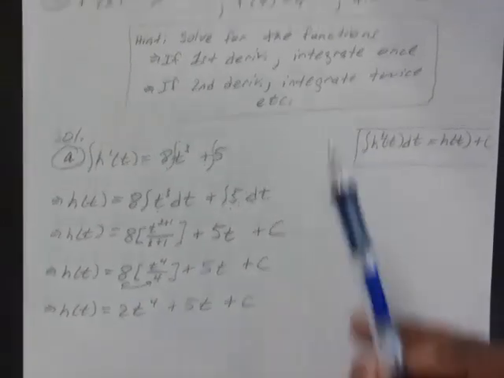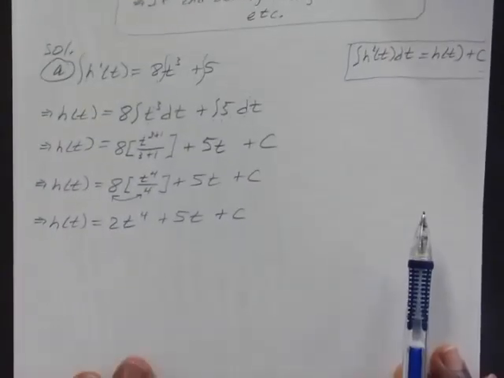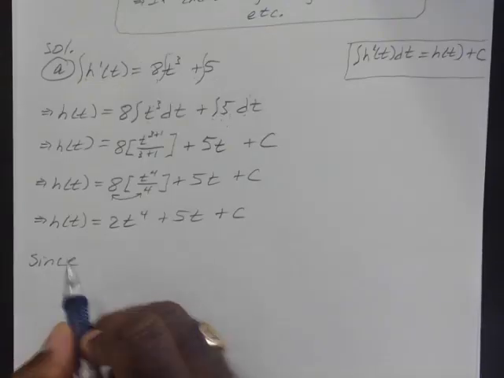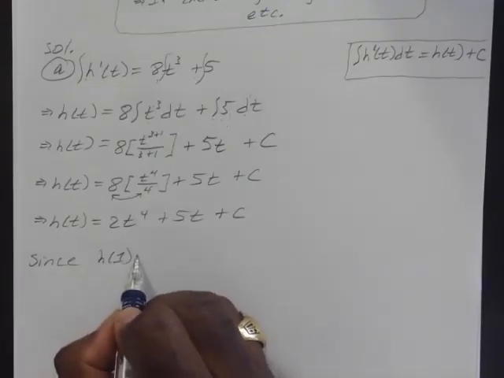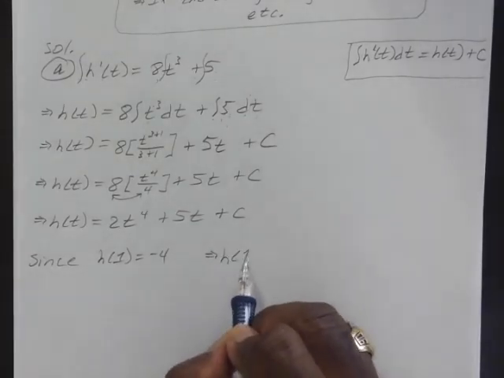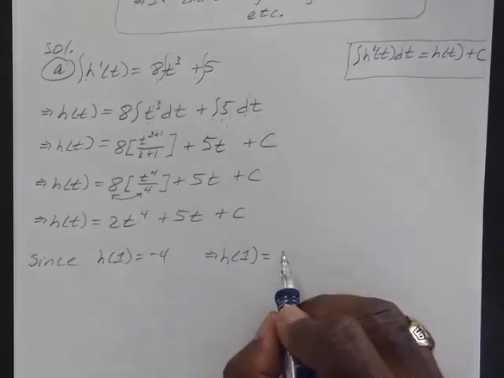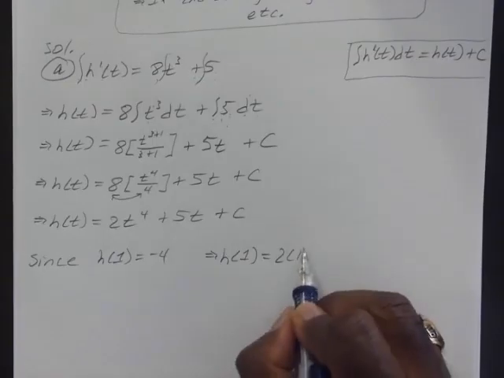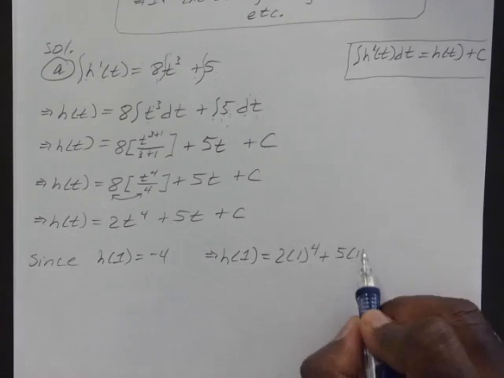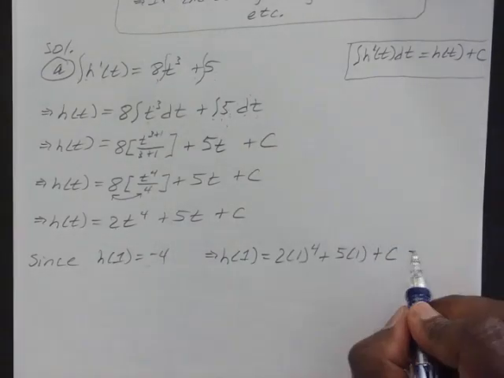Okay, but they did give us that initial condition, h of 1 is equal to -4. So since h of 1 is equal to -4, we know that h of 1 is equal to 2 times 1 to the fourth power plus 5 times 1 plus c, and we know that is equal to -4.